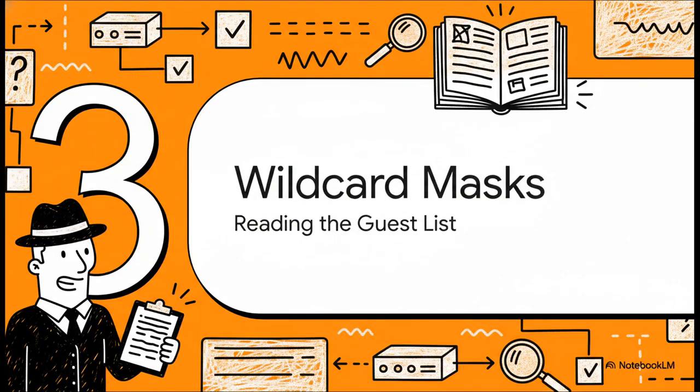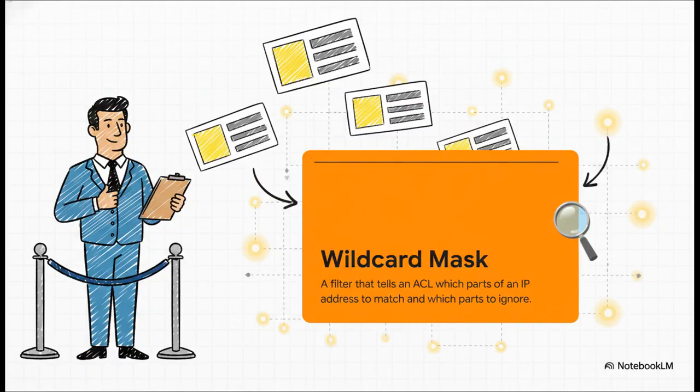So our bouncer has its guest list, which is just the ACL rules, but how does it actually read the addresses on it? Well, it's not like a normal address book. It uses this special code called a wildcard mask. Now, this might seem a little tricky at first, but I promise you the logic is surprisingly simple once you see it. So a wildcard mask is nothing more than a filter. It's a series of numbers that tells the ACL which parts of an IP address to pay really close attention to and which parts it can just kind of ignore.